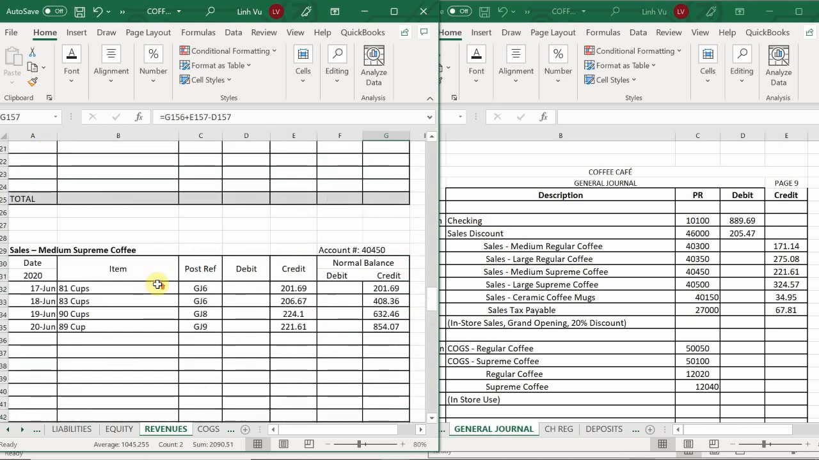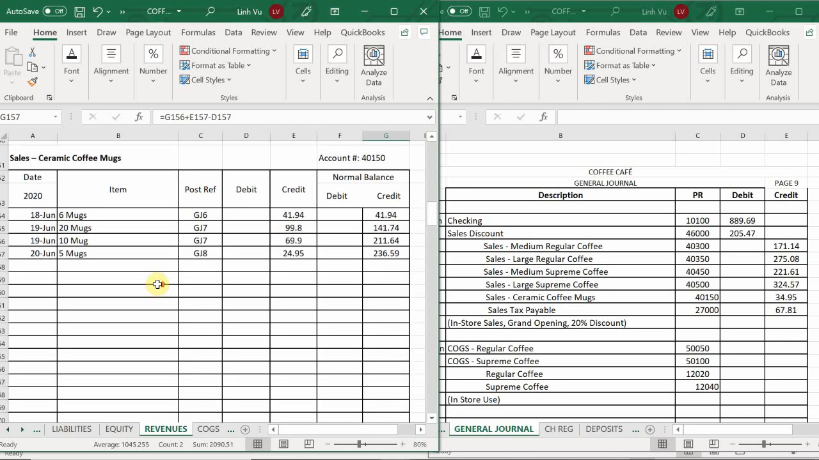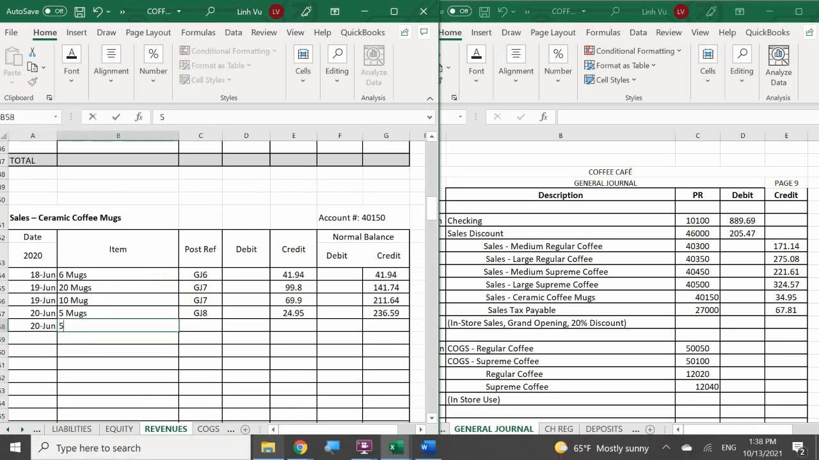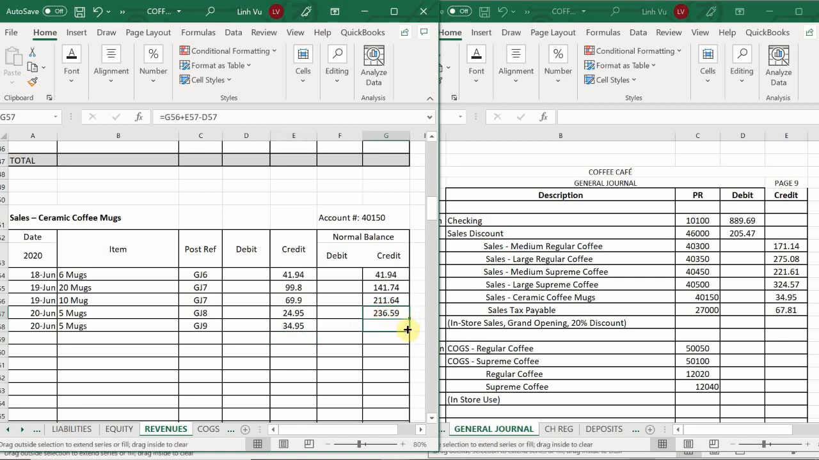All right, then we have ceramic coffee mugs. How many mugs did I sell? We sold 5 for 34.95, plus 236.59. So we have a 271.54. Correct. Okay, good.